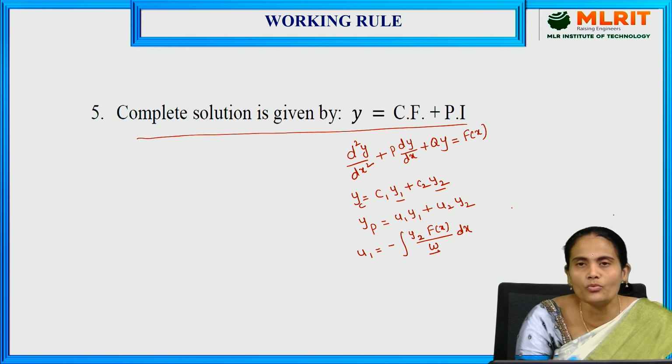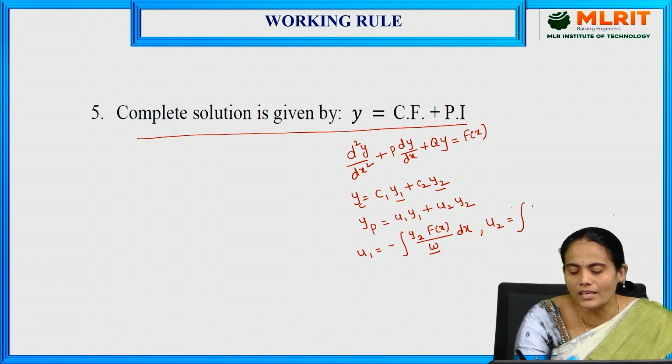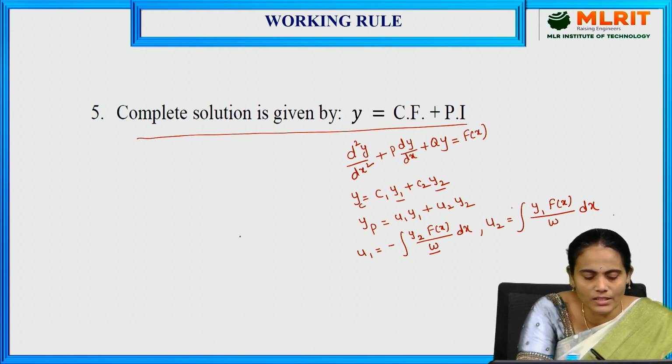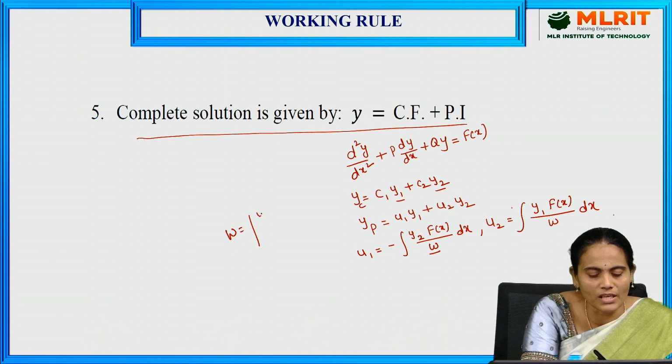So we know that w is nothing but the Wronskian. Now u2 is defined as the integral of y1 into f of x divided by w, into dx. So these are the two formulas for finding u1 and u2. Here w is nothing but the determinant of y1, y2, y1 dash and y2 dash.